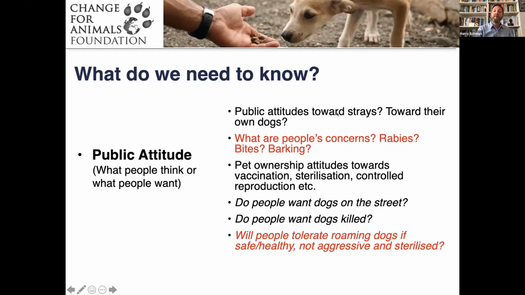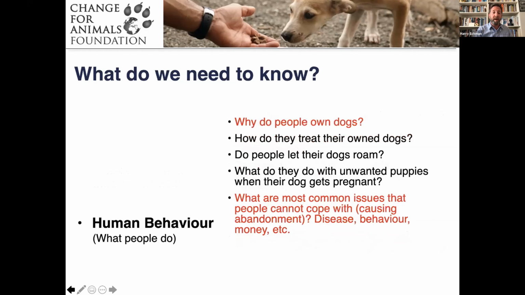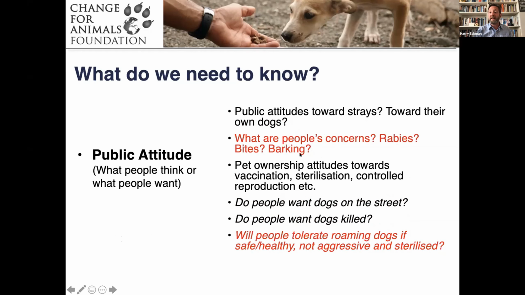Then we look at public attitude. So you need to know what people's attitudes are towards the stray dogs and towards their own dogs. People might love their own dog, but they might hate to see the dogs on the street. And if you're going to address the dogs on the street, if people don't like them, then you're going to have a hard time convincing people to support what it is that you want to do. And in order to understand their attitudes, you need to know what their concerns are. Is it rabies? Is it bites? Is it barking? Is it breeding? Is it nuisance? Could be all of those things.